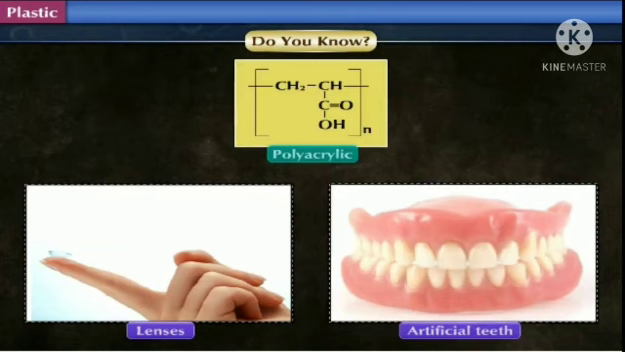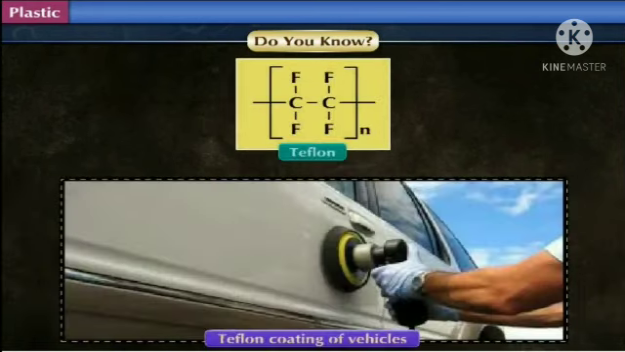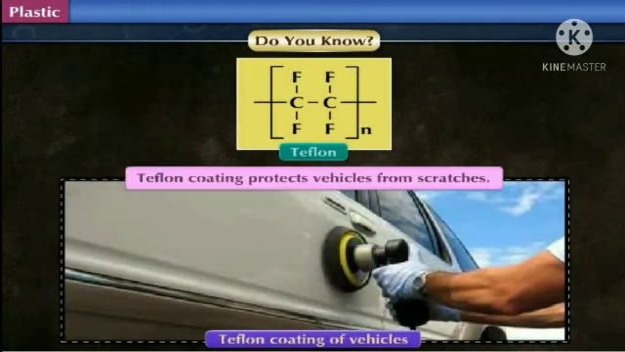Do you know there are some more types of plastics, such as polyacrylic? It is used in lenses and artificial teeth. And the next one is Teflon. It is used in coating of vehicles. Teflon coating protects vehicles from scratches.